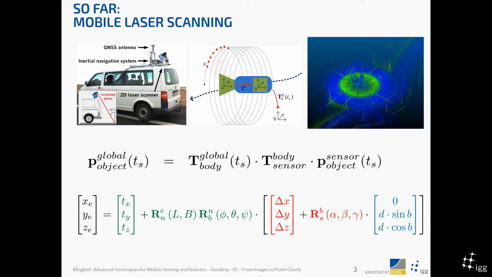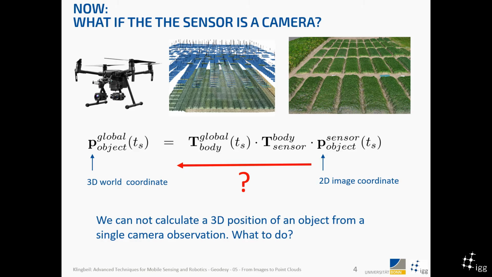And today we talk about a different way of, let's call it mobile scanning or mobile mapping, which is based on images. So let's have a look what happens if the sensor that we're moving around is a camera and not a laser scanner. So we have this example here where we have a UAV, an unmanned aerial vehicle, which does some flight pattern, means it flies over some object, which is an agricultural field in this case, and takes many images from the air. And we use this to reconstruct a 3D representation of that agricultural field.